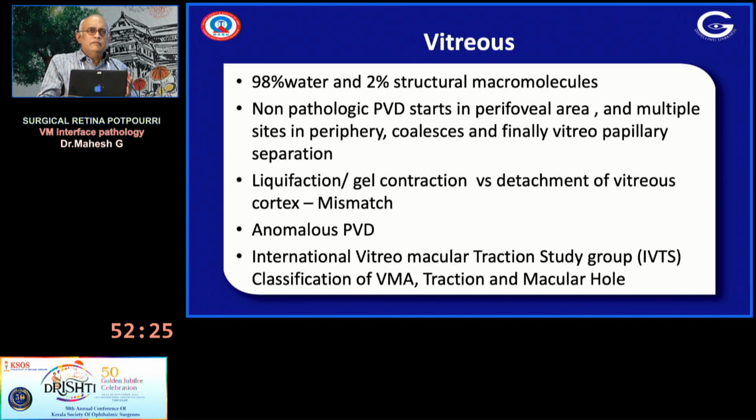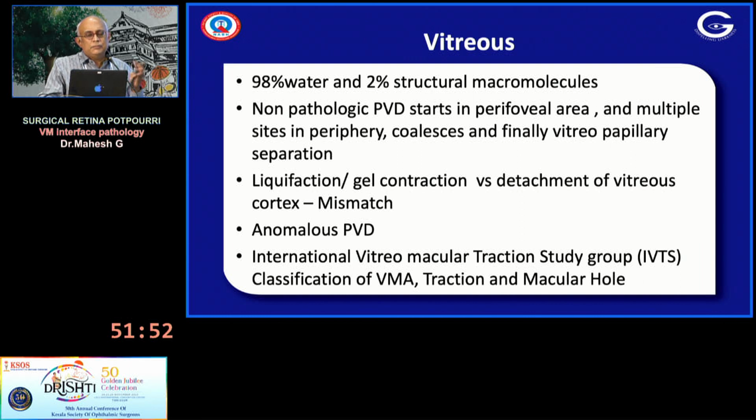We all know that vitreous is a gel with 98% water. In fact, most of the vitreomacular interface diseases are due to anomalous PVD. There is a normal PVD occurring in everyone, where there is gel contraction and liquefaction, followed by separation of the gel from the retina. When there is a mismatch, that means if the gel contracts and does not release from the retina, it causes VMT. If the gel contracts and leaves some part with anomalous separation, it causes ERM.